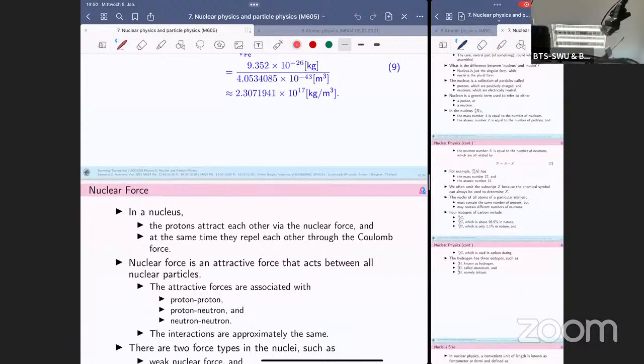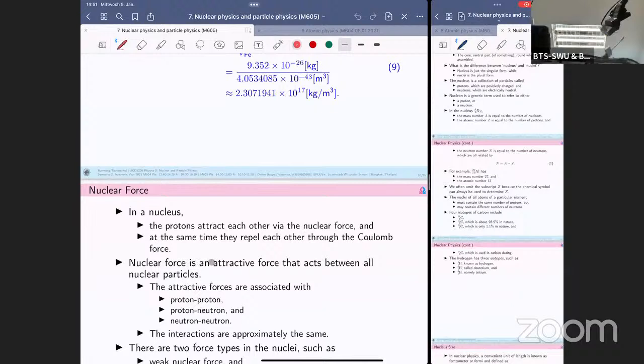Because I am proton, you are proton, so we try to push us away from each other, and that's the general sense for electric force, right? And the way to compute that force is given by Coulomb, and it's known as Coulomb force. Nuclear force is an attractive force. That of course is because there is a repelling force caused by the same type of charge. And the nuclear force is the attractive force that acts between all nuclear particles.